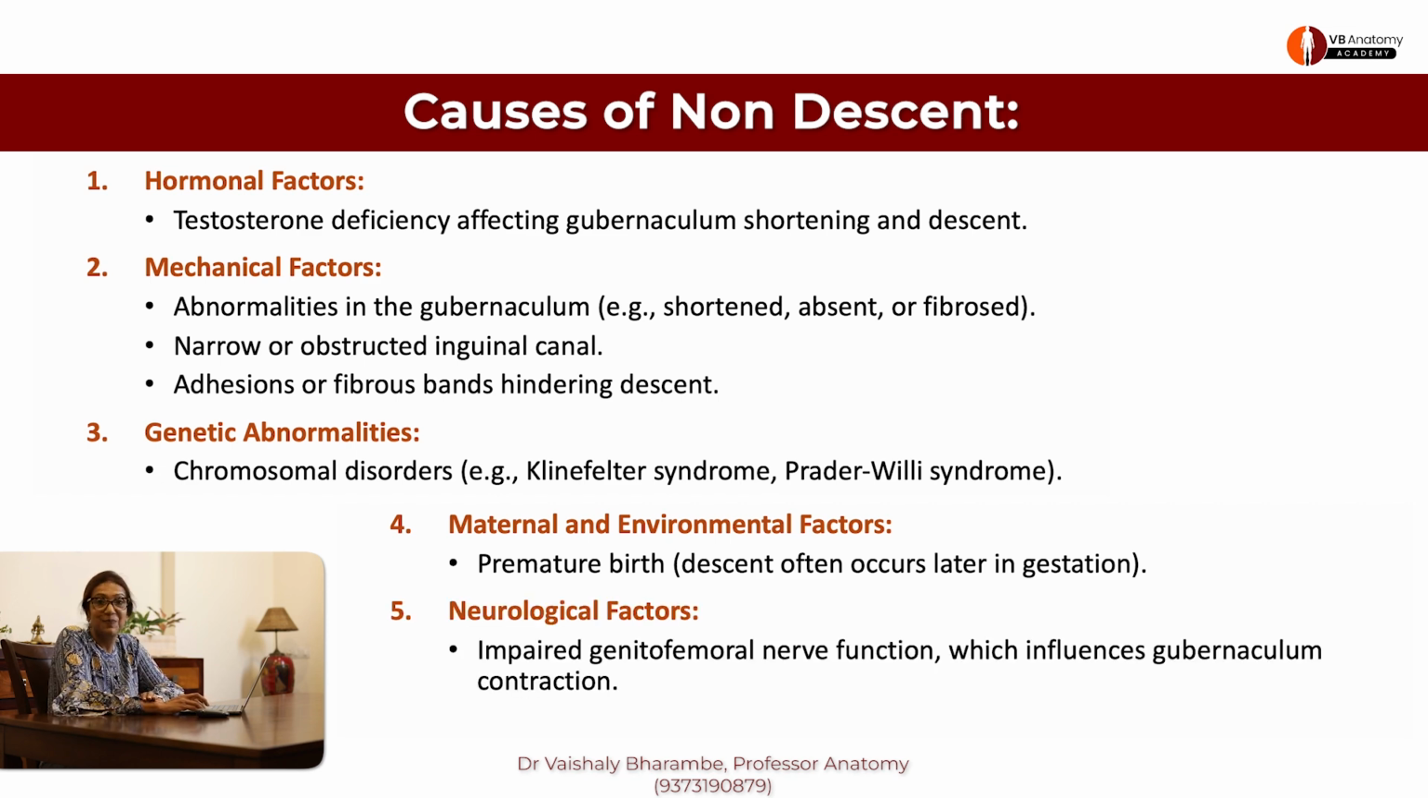Neurological factors. This is something asked in MCQs. Genitofemoral nerve has a strong influence on the contraction of the gubernaculum. If that nerve is impaired, you may not have the gubernaculum pulling the testes down. So these are all causes of non-descent. Please read them again later. Idiopathic, no cause at all.